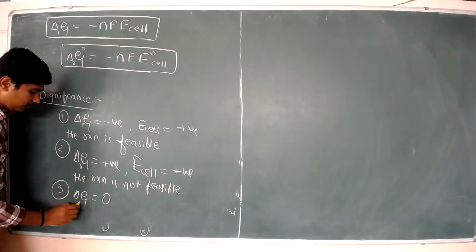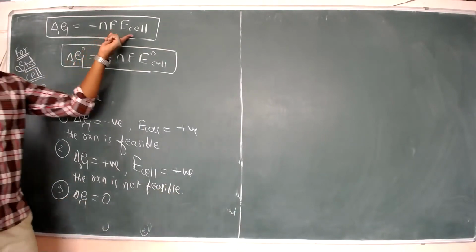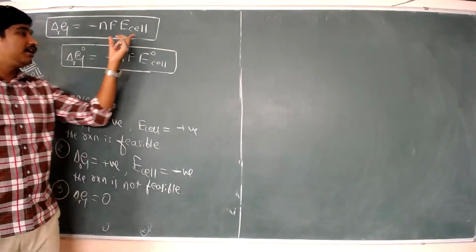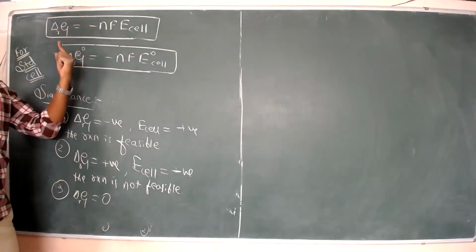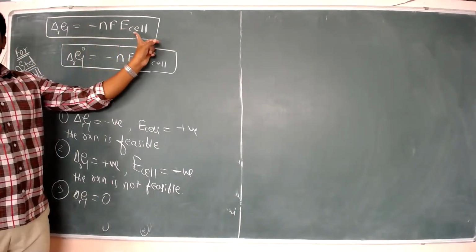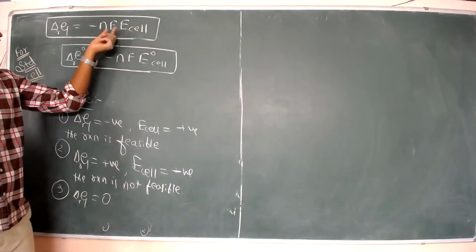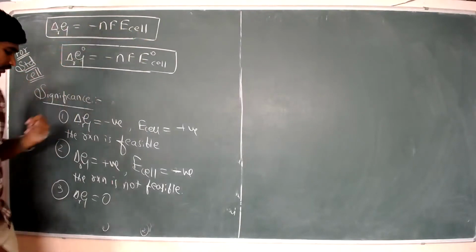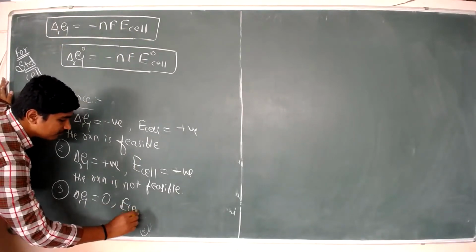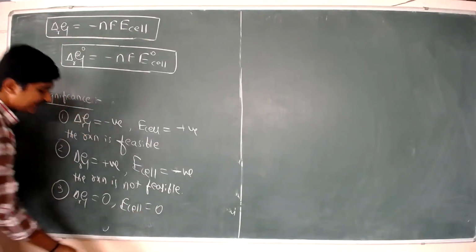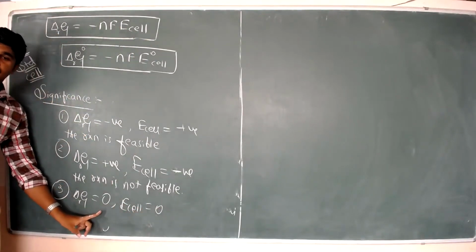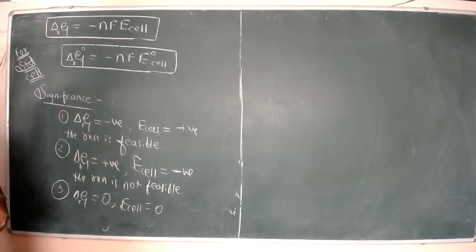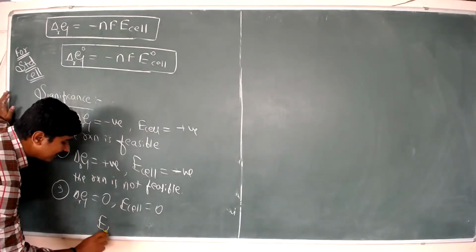Right. Now the last one, delta G is equal to 0. When it is possible, E cell should be equal to 0, because 0 into F, 0 into n is again 0. In this condition, when delta G is equal to 0, the reaction is at equilibrium.